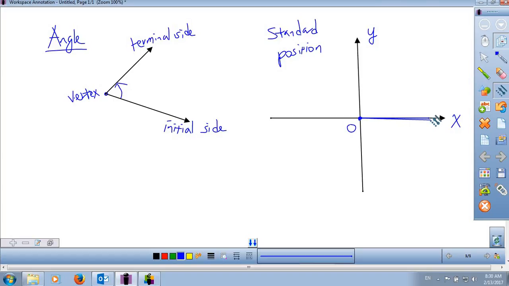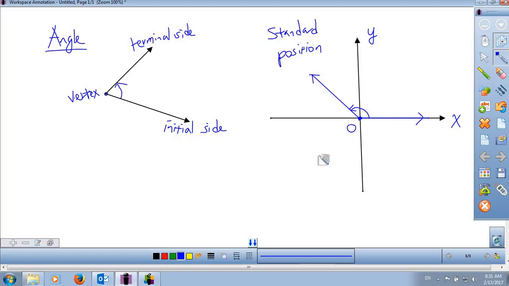If you start from the initial side and rotate clockwise, in our system this will be a negative angle. So really, you can put the rotation anywhere you want, but depending on the direction of the rotation, it will be a different angle. For example, if I rotate counterclockwise, this angle should be a positive angle.